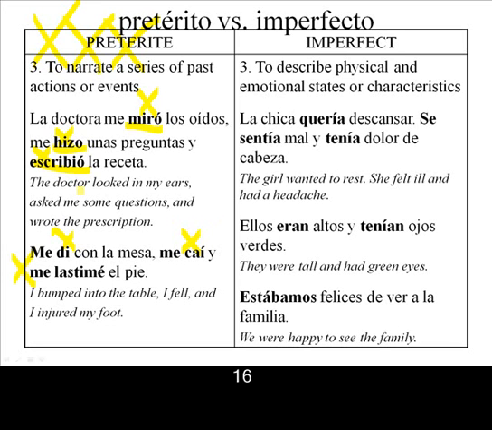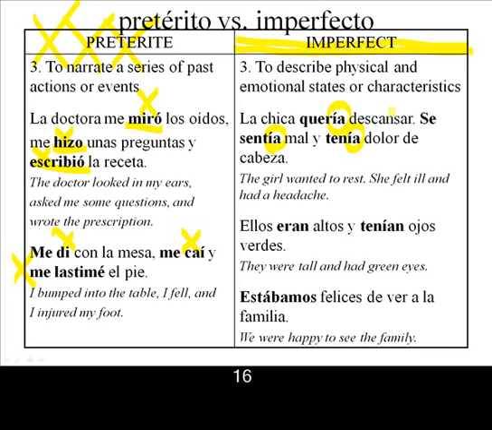Mientras el imperfecto, we're having a description of physical and emotional states or characteristics. That's to say, again, something that on the timeline we have the line, but we can't specifically mark our physical states, our emotional states. Those aren't things that you can really point out. They're something that continue over time. La chica quería descansar. Se sentía mal. Tenía dolor de cabeza. Okay? So this ías, ía are imperfectos. This is over a period of time.